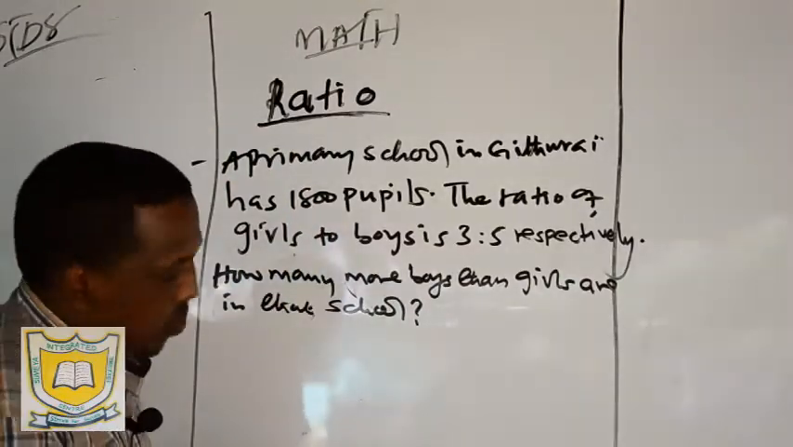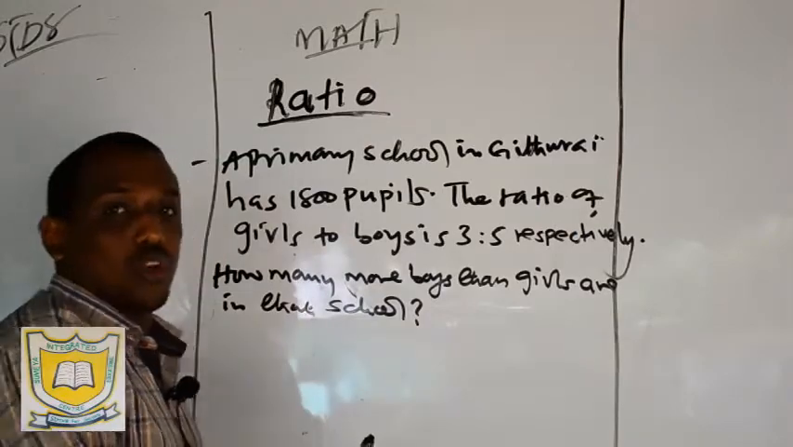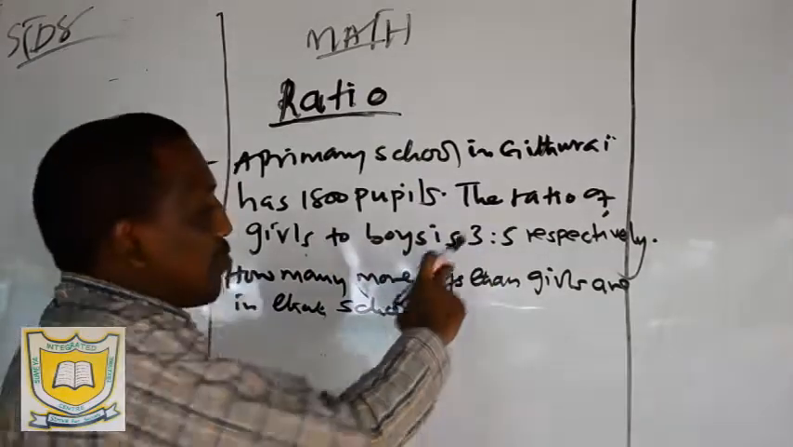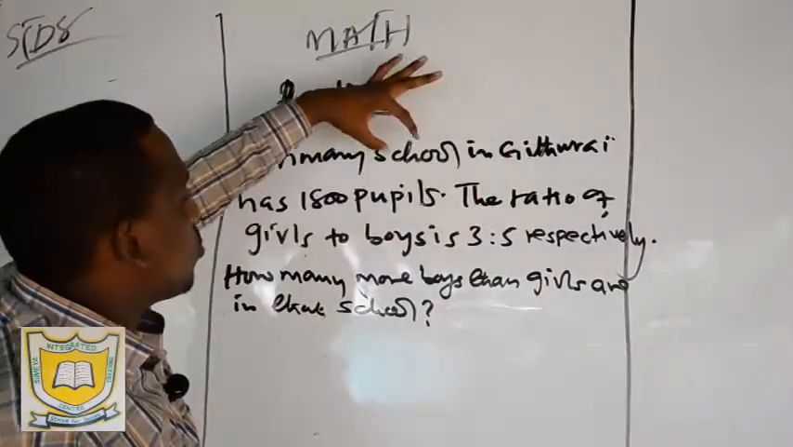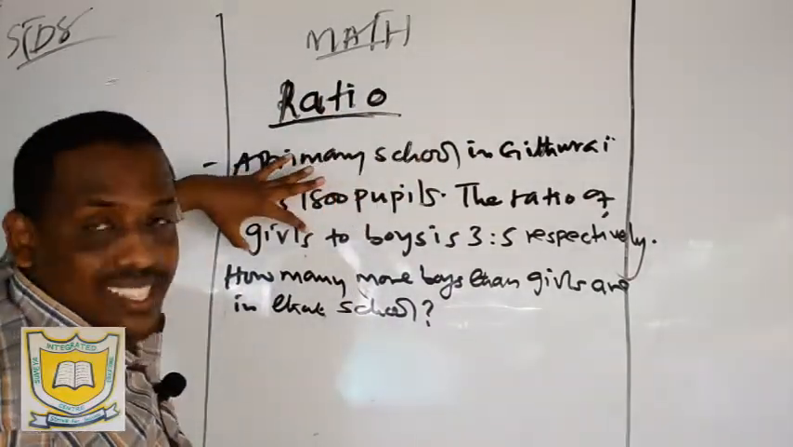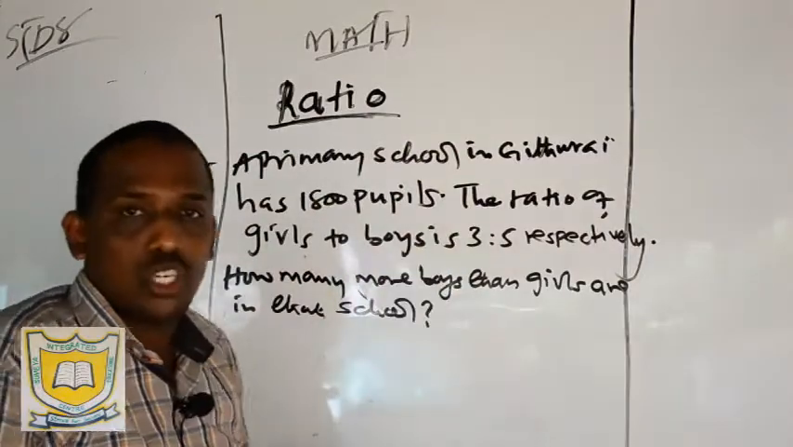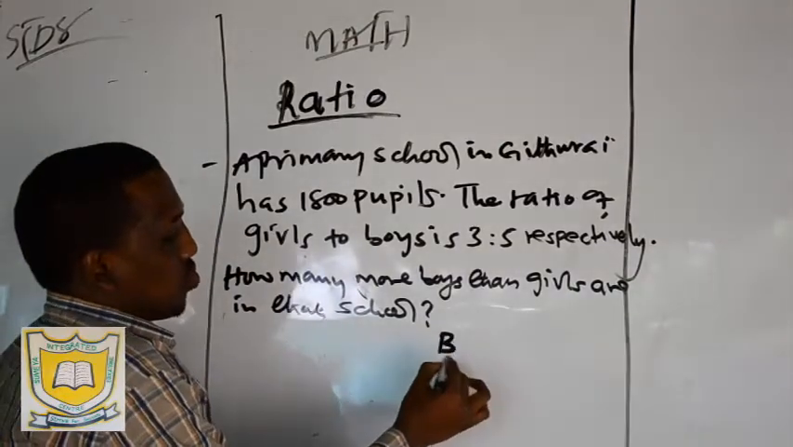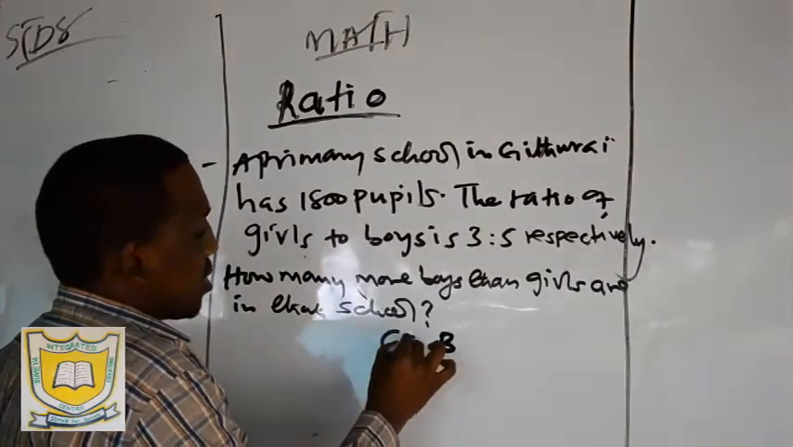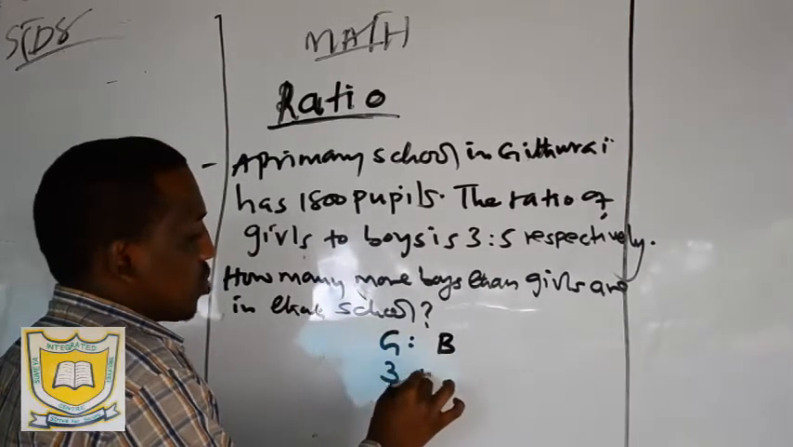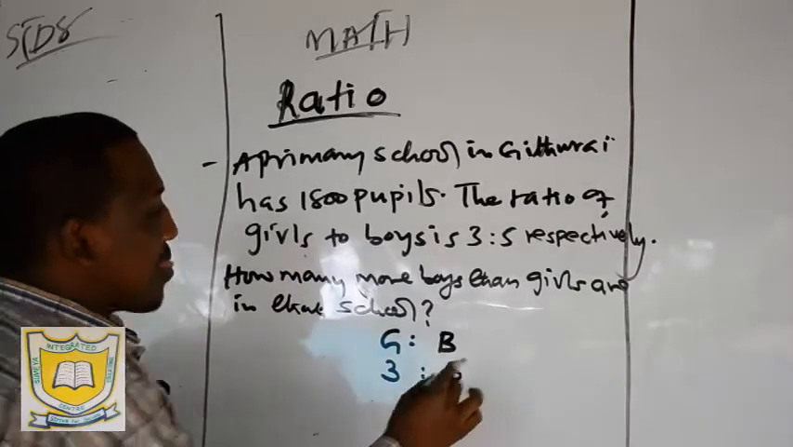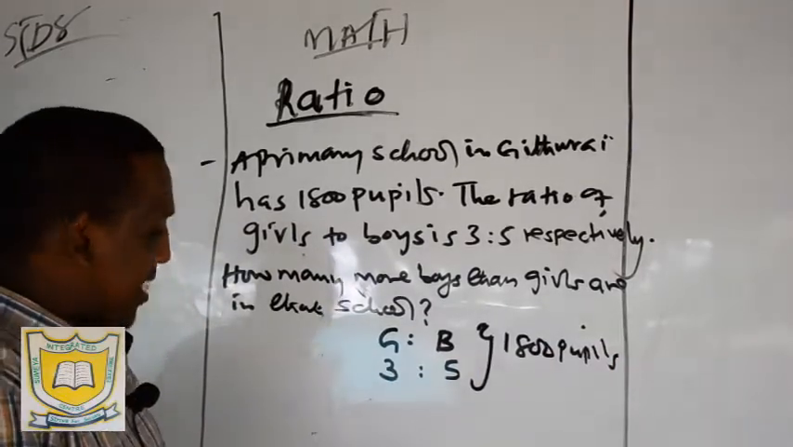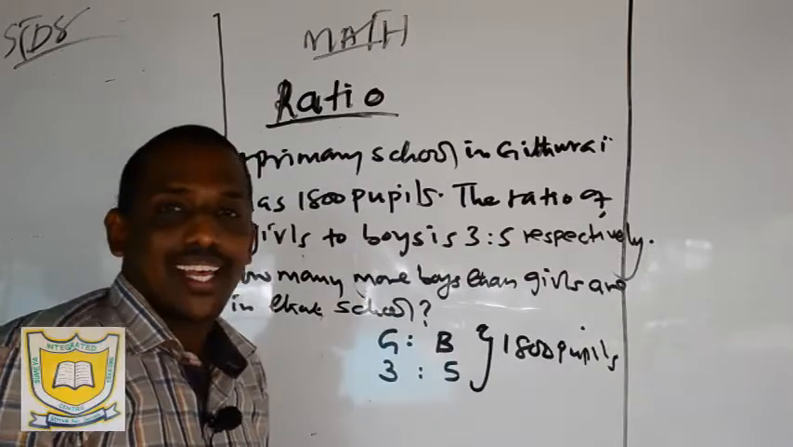So here we have 1,800 pupils. That's the total number of pupils in Gidurai Primary School. The ratio of girls to boys is 3 to 5 respectively. 3 belongs to the girls and 5 belongs to the boys, because I said the first ratio belongs to the first item, or first person. So the question is asking, how many more boys than girls are in that school?